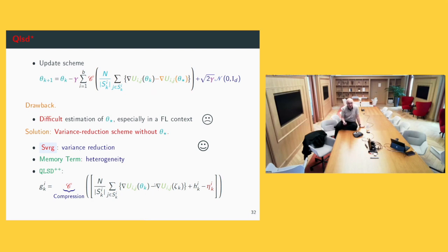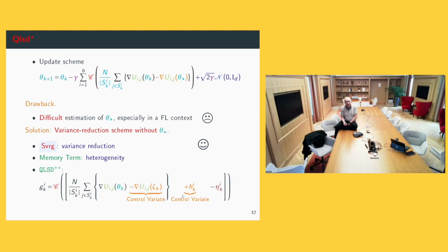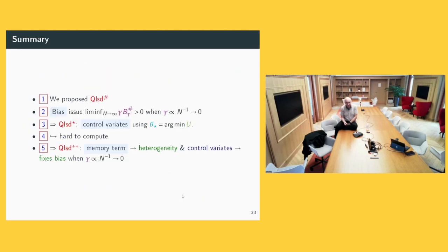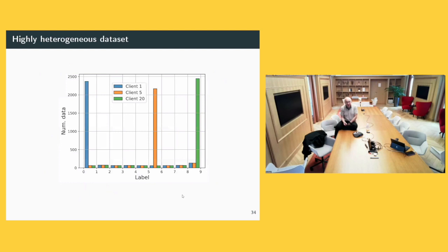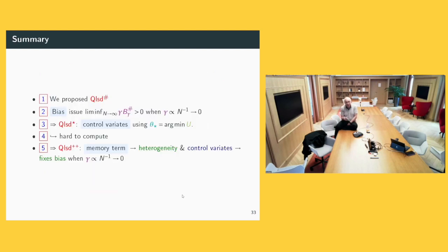The variance reduction is done in the SVRG style. You don't need to go to SPIDER, so you don't need to go to more sophisticated variance reduction schemes. Then you have this memory term, and on top of that you add h_k,i, which is another control variate. And doing so, you more or less obtain the optimal solution.